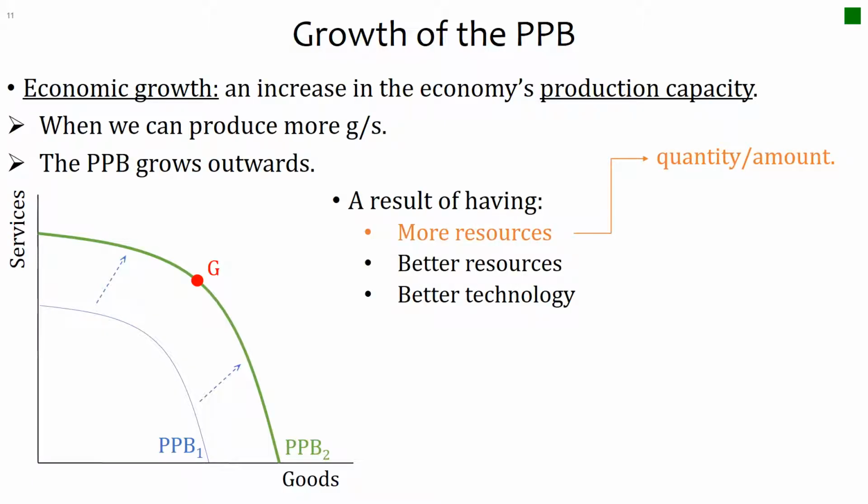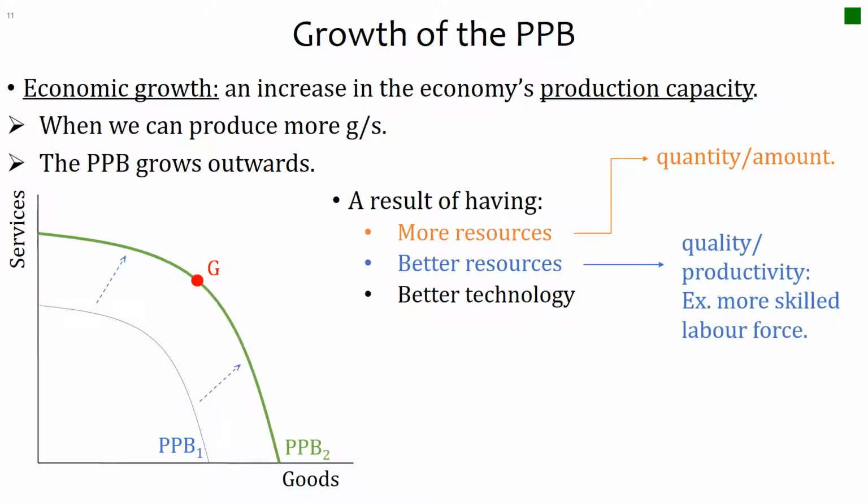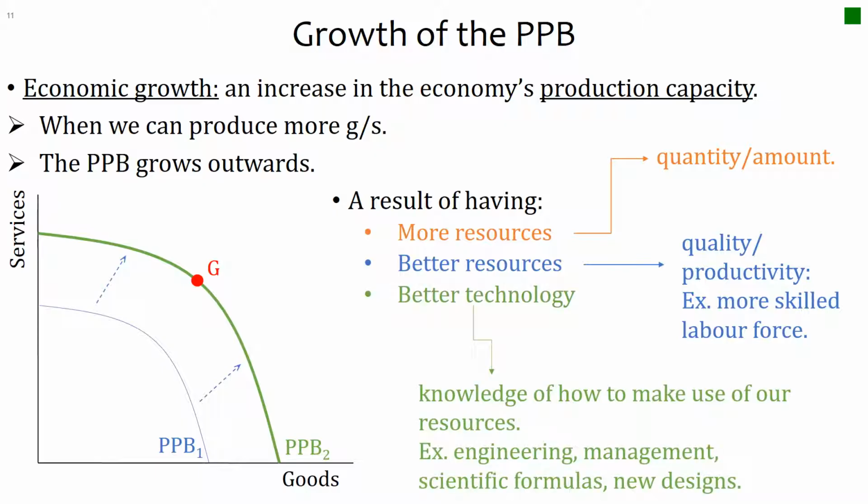More resources refers to the quantity or amount of resources like labor and land and capital. Better resources is about the quality or productivity of resources, like a more skilled labor force. And better technology is about the knowledge of how to make use of our resources, like engineering, management, scientific formulas, and new designs. Write these down.